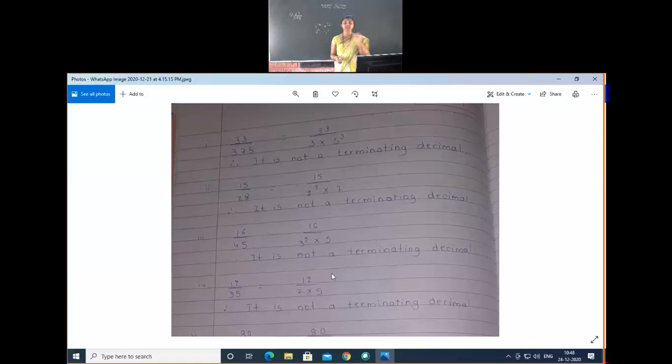So for that, in the 10th standard textbook, they have given one special trick. What the trick is, we have to do the prime factorization. We have to find out the factors of this one. If the factors are in the form of 2 raised to m into 5 raised to n, then only you can say that the given rational number is terminating. Let us see the answer for this.